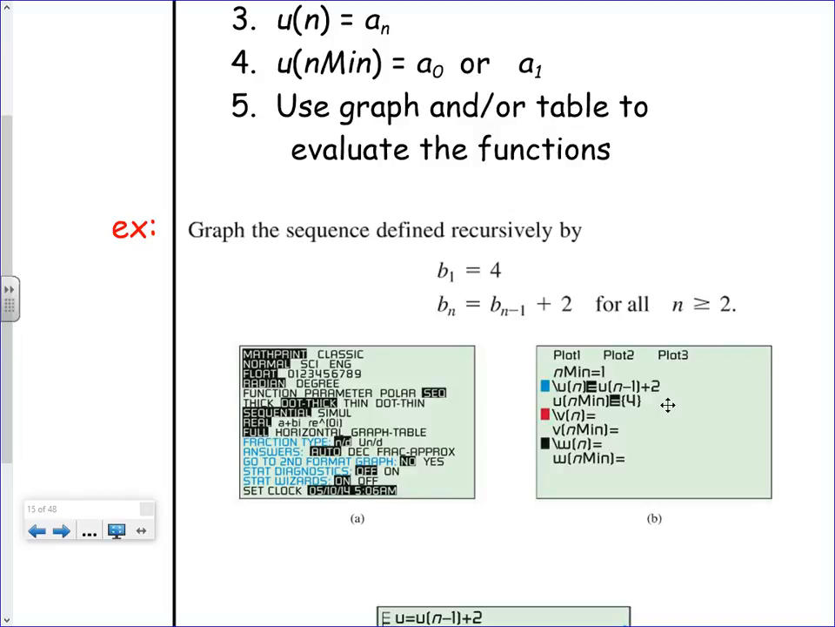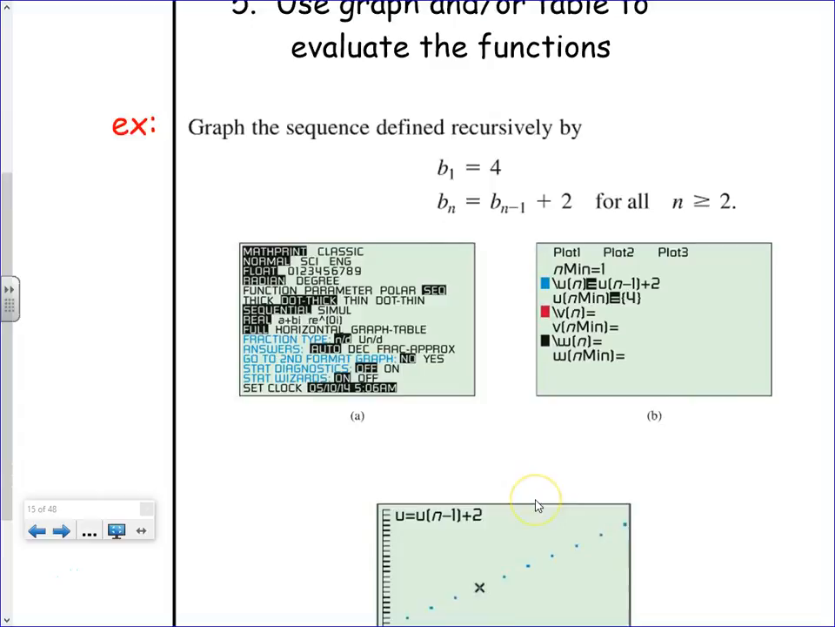And for your, do you guys see the last one? U n min. This is the first term, the initial term in the sequence. For this one, it's 4. For Fibonacci, you'd have to do 1, 1, I believe. I think you have to do both first terms, otherwise it gets confused. Anyway, so then you can see sequences.